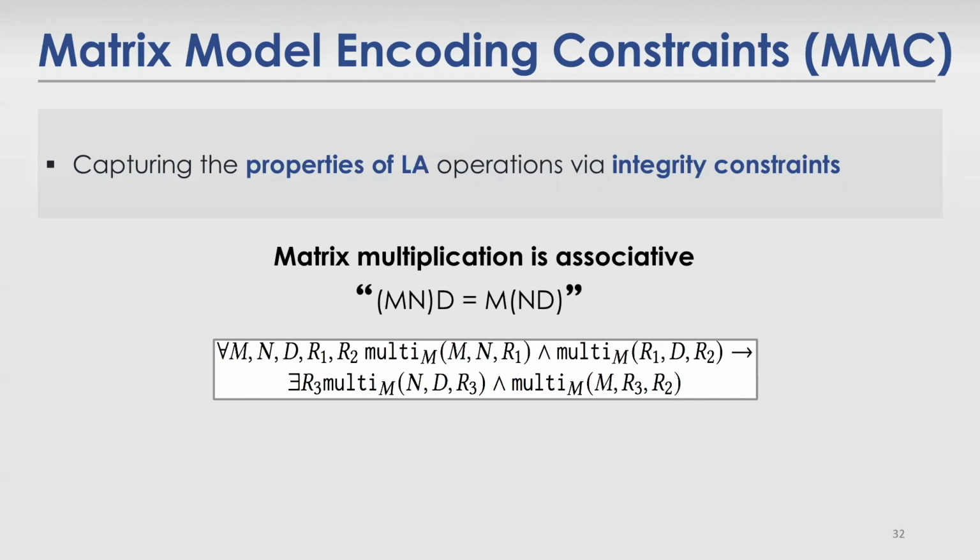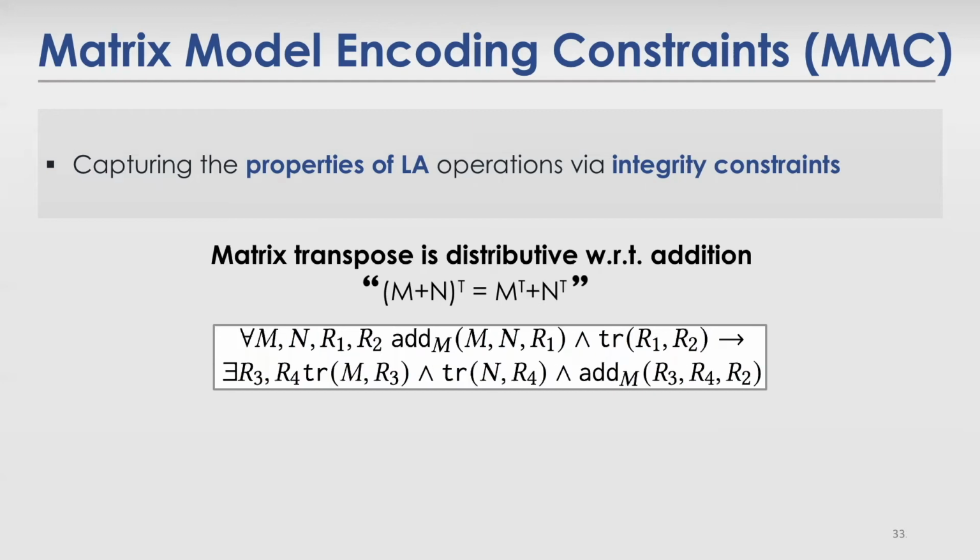Also, we capture the properties of linear algebra operations as integrity constraints, so we can reason about them. The constraint we have here captures the associative property of matrix multiplication. This constraint captures the fact that matrix transposition is distributive with respect to addition. Other linear algebra operation properties will be encoded in the same fashion. The extended version of the paper details our encoding.